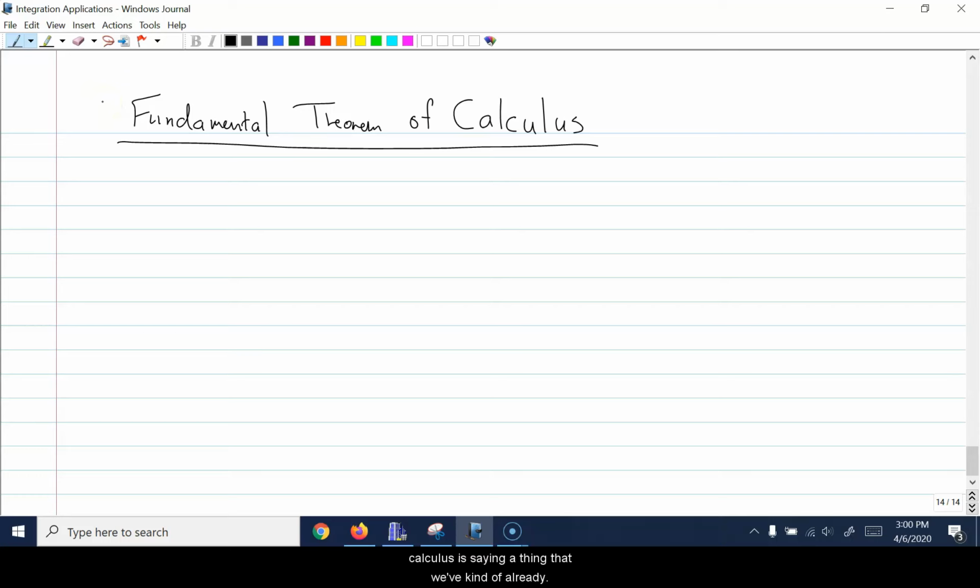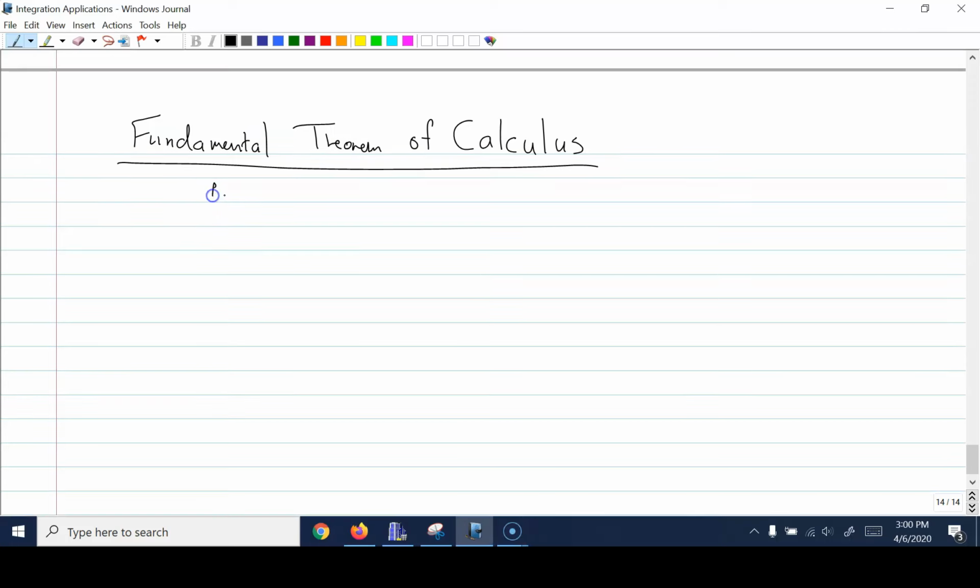The fundamental theorem of calculus is saying a thing that we've kind of already dealt with before. When we talked about the integral for the very first time, it was saying suppose you have the derivative.